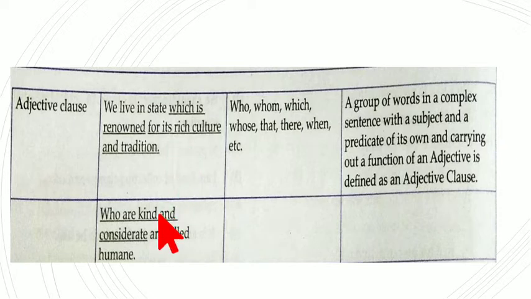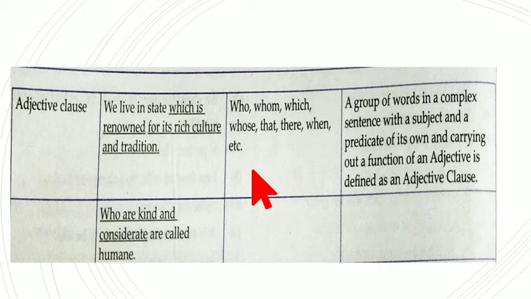Who are kind and considerate are called human. Now, who are kind and considerate? We are talking about human. How are they? They are kind and considerate. Again, it is specifying the quality, but usually in the sentence, it always begins with the relative pronoun.